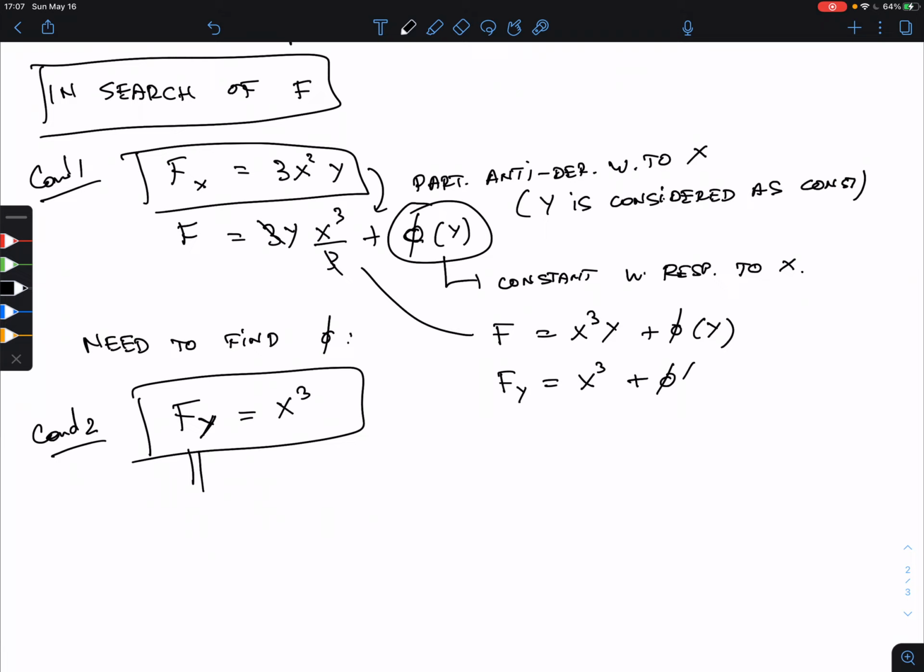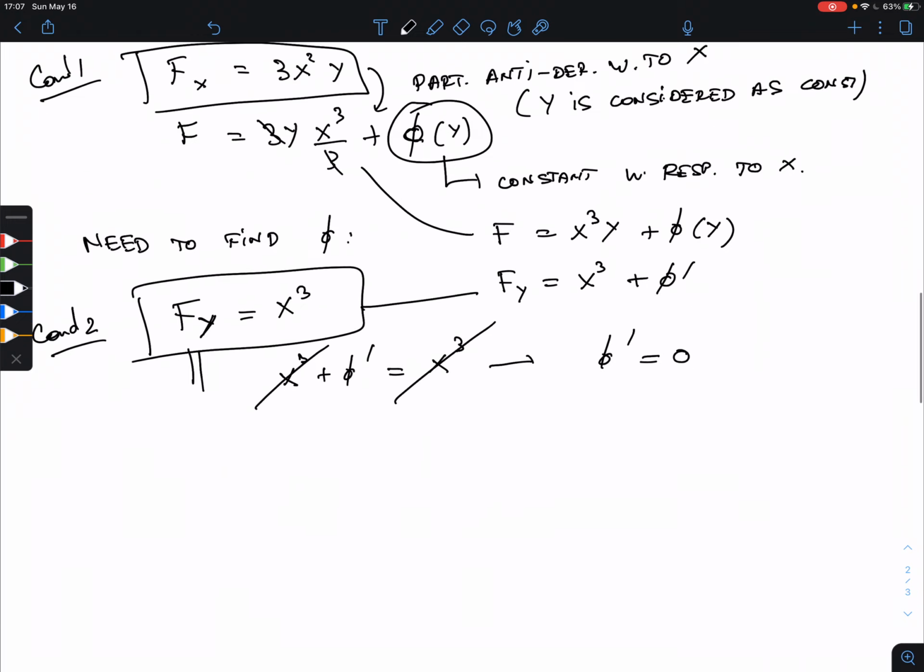Okay, so now we put these two together, right? We said this should be equal to that, so we get x cubed plus phi prime is x cubed. So this says that phi prime is equal to 0. And this is something that we need to happen. Remember, phi only depended on y, so all the x's have to cancel. We'll do more examples where you see this happening.